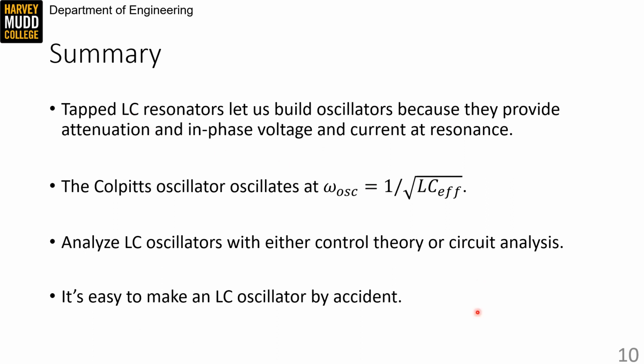So in summary, tapped LC resonators let us build oscillators because they provide attenuation and in-phase voltage and current at resonance. The Colpitts oscillator oscillates at a frequency of omega osc equals 1 over the square root of LCF. You can analyze LC oscillators with either control theory or circuit analysis. And it's very easy to make an LC oscillator by accident.